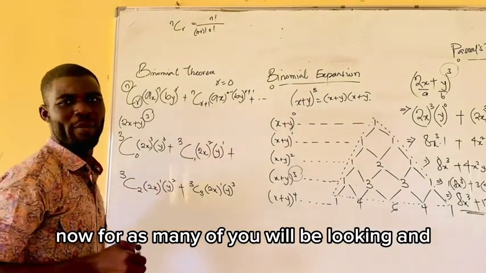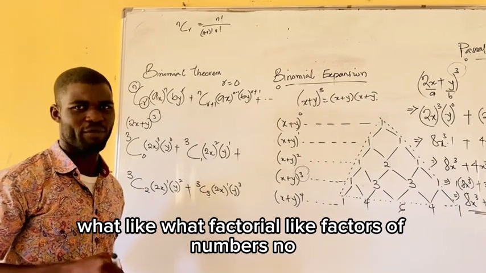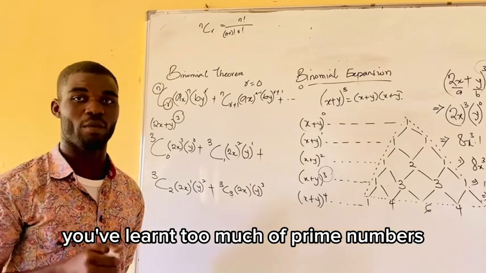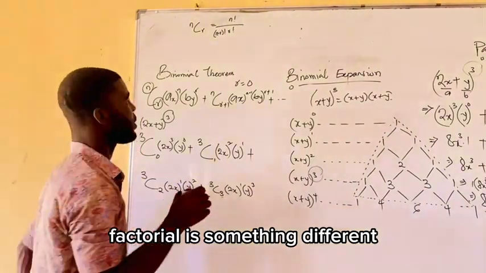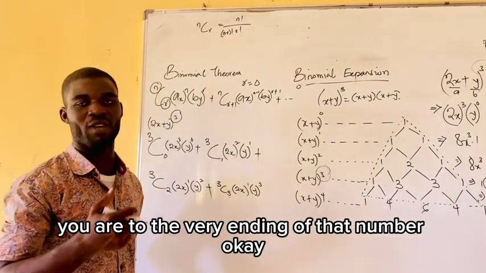Now, for as many who might be looking and asking, what's the meaning of factorial? Factors of numbers? No, not factors of numbers. Actually, you've learned too much of prime numbers and odd numbers. In this case, factorial is something different. Factorial means from the start of the number you have to the very ending of that number.